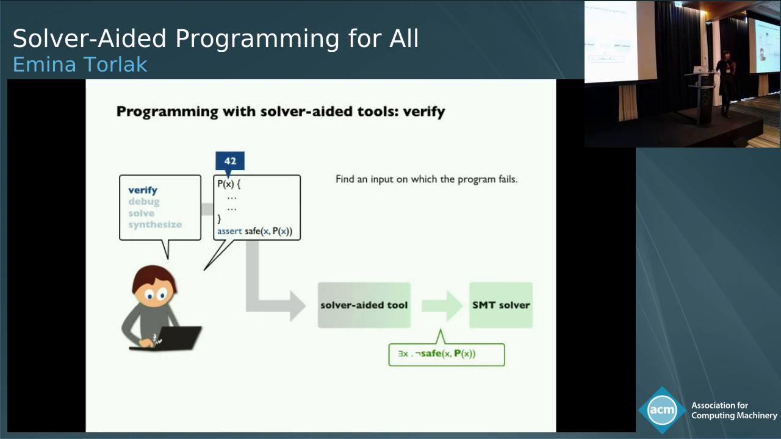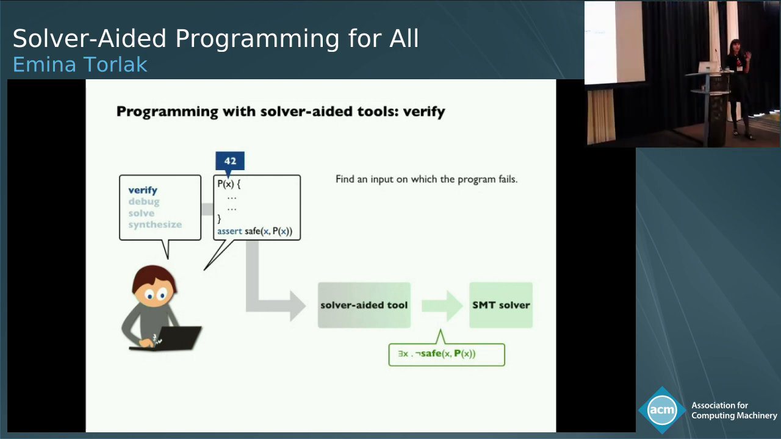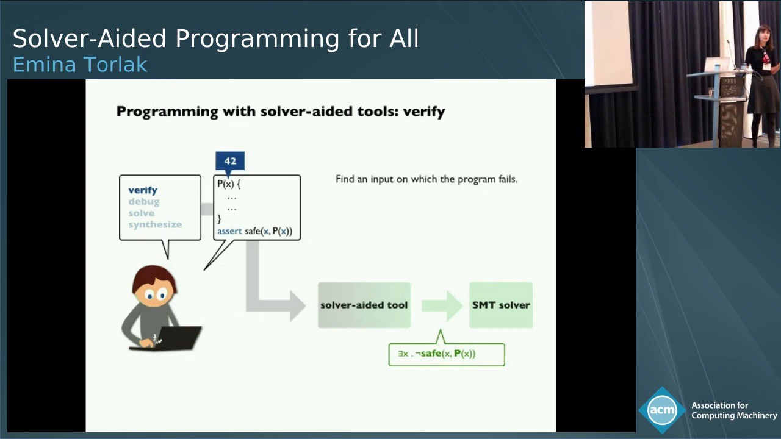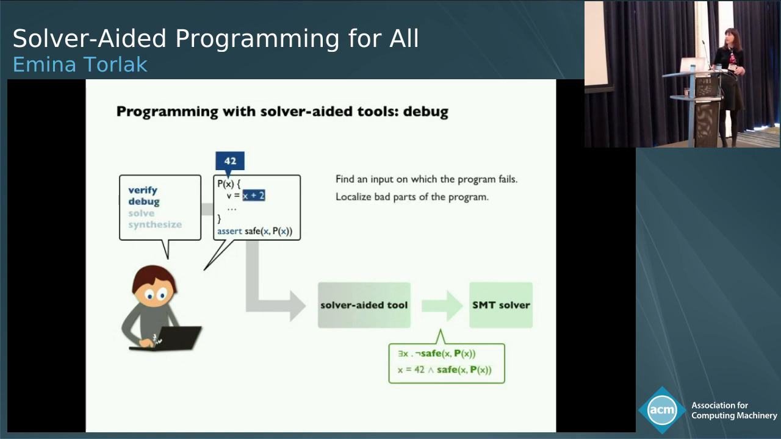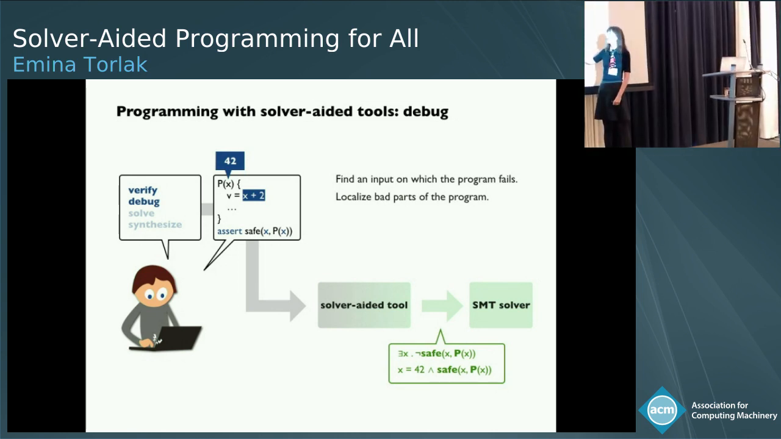Okay, now that we have found an input on which our program fails, the next thing we might want to do is actually debug it. And the solver can help with that as well. So what the tool is going to do now is issue a query to the solver that looks like this. So the query says that X is equal to 42 and P is safe on X. So what can you tell me about this particular formula, given that you know that the program is unsafe on 42? What can you tell me about this formula?